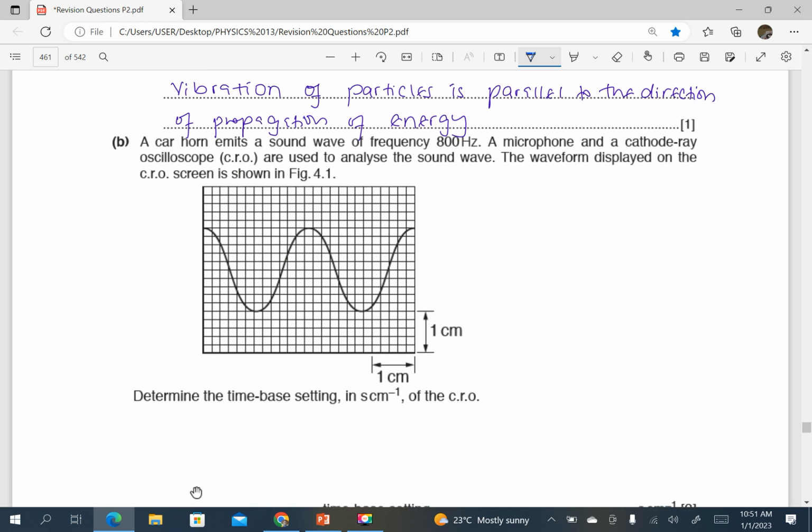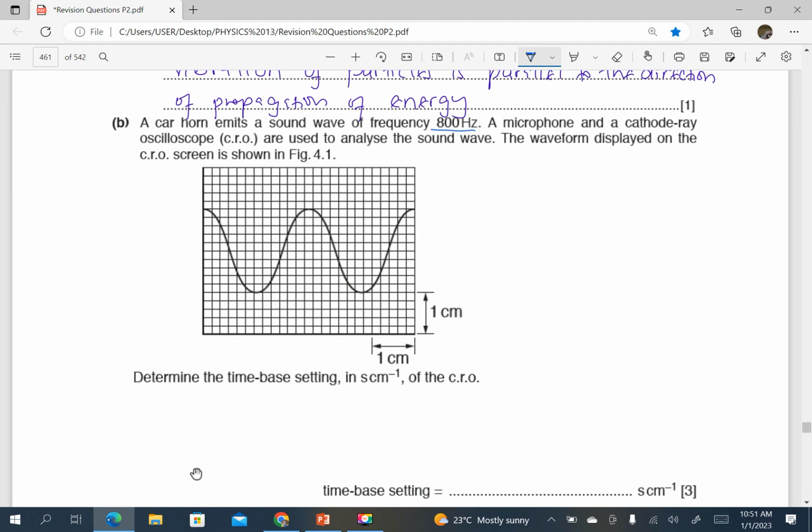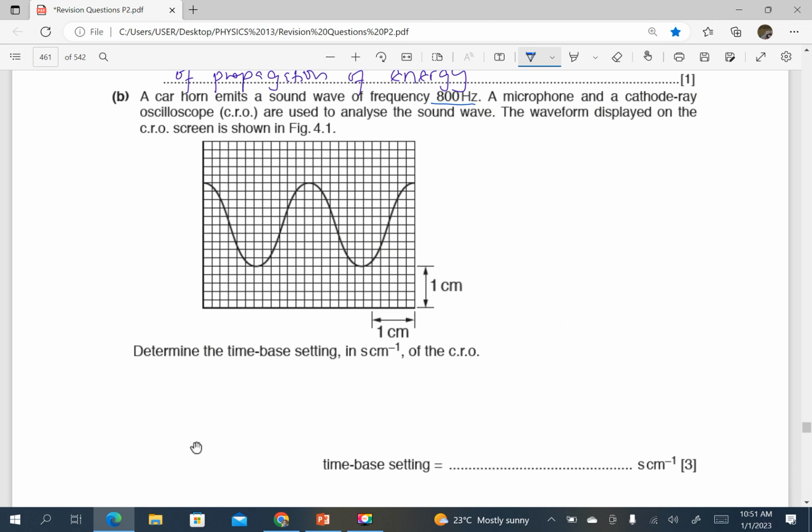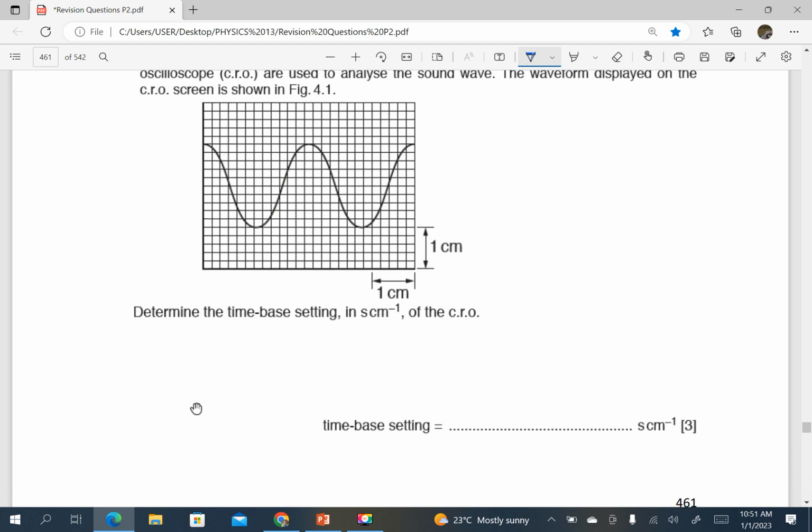A car horn emits a sound wave of frequency 800 Hz. A microphone and a cathode ray oscilloscope are used to analyze the sound. I am going to record a video specifically about the cathode ray oscilloscope. The waveform displayed on the CRO screen is shown in the figure. Determine the time-base setting. So we know that period is equal to 1 over frequency, which is equal to 1 over 800. That is the period.